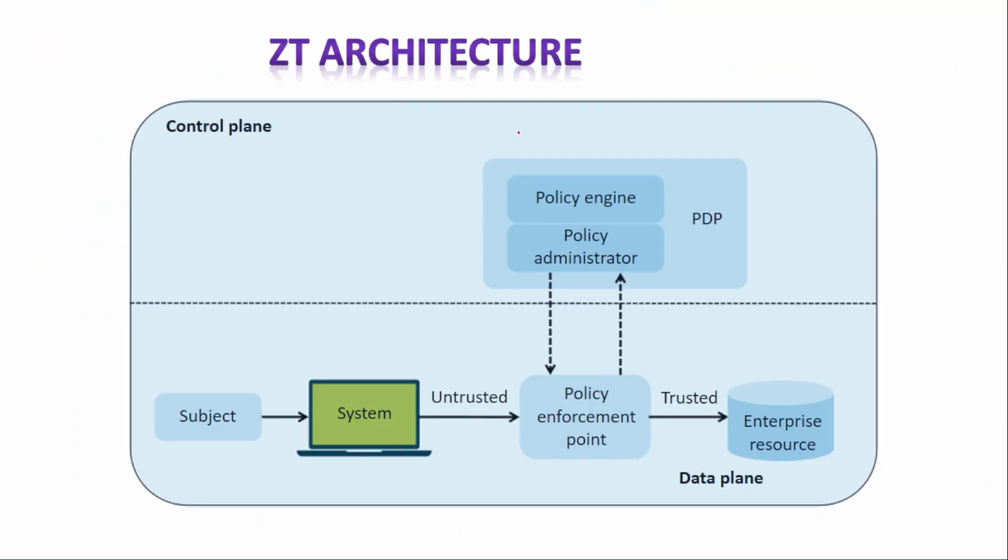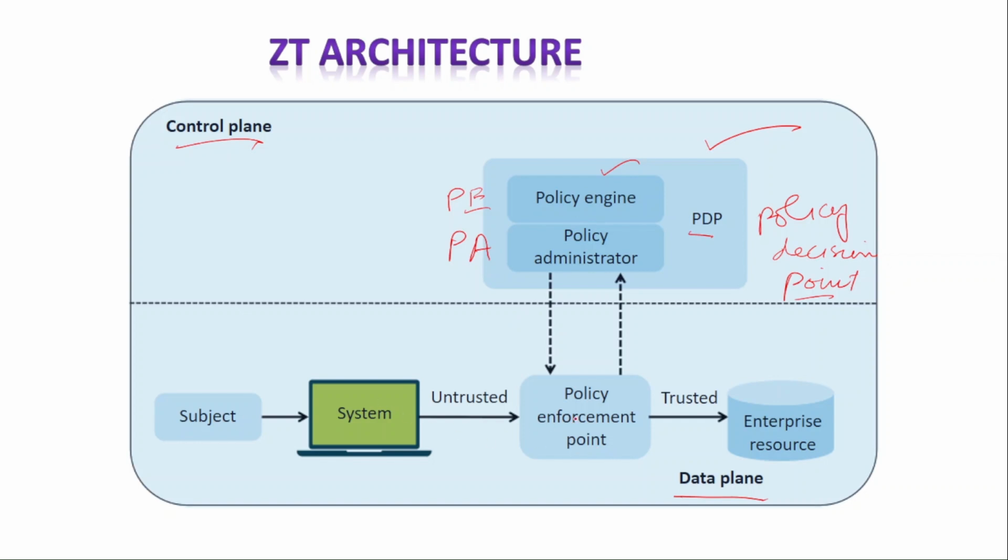So this is a general architecture of zero trust. You have a control plane and a data plane, and inside the control plane you have this PDP, known as the policy decision point. So the policy decision takes place at the control plane. This PDP includes the policy engine, also known as PE, and the policy administrator, also known as PA.